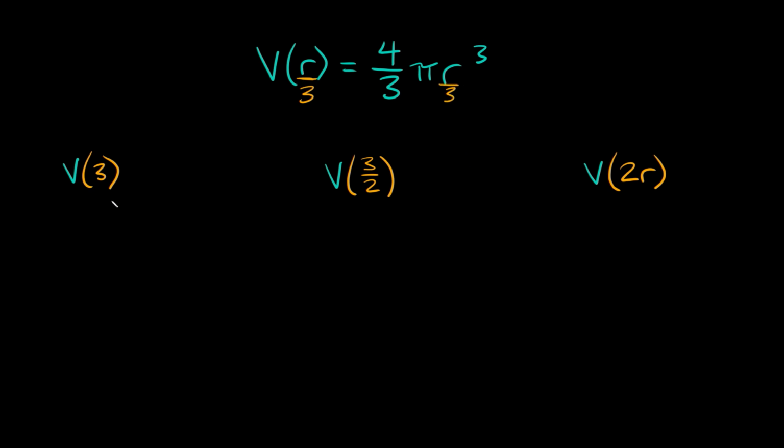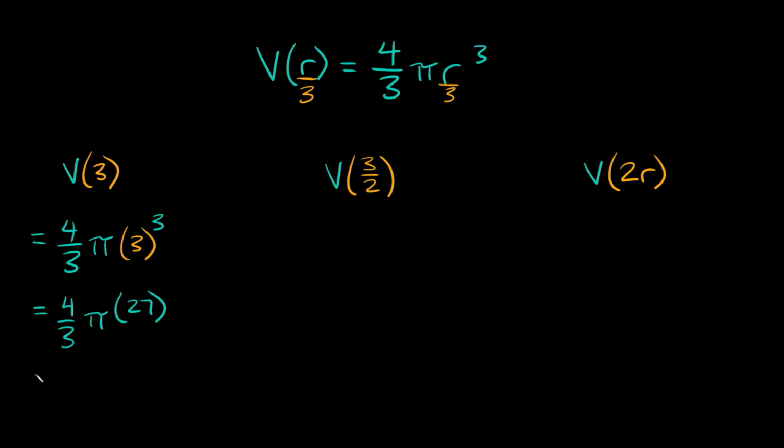Okay, so v of 3 is going to be equal to 4/3 times pi times r cubed, but instead of r, we're going to plug in a 3. So we're going to plug in a 3 and it's cubed, right? So we're going to cube that. All right, so then this is going to be equal to 4/3 times pi times 3 cubed, which is 27.